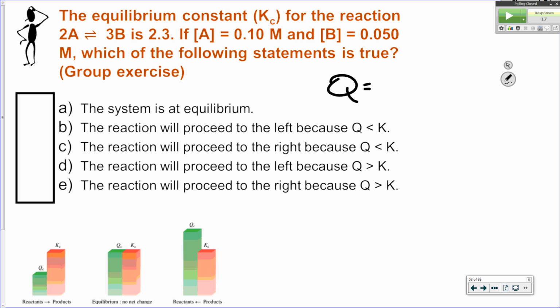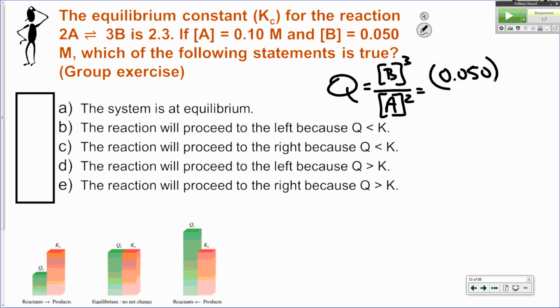Okay, products over reactants: the concentration of B cubed divided by the concentration of A squared. Simply plug in our numbers. B is 0.05 cubed. A is 0.1 squared. And when I do that, I get Q is 0.0125. Anybody else get that?